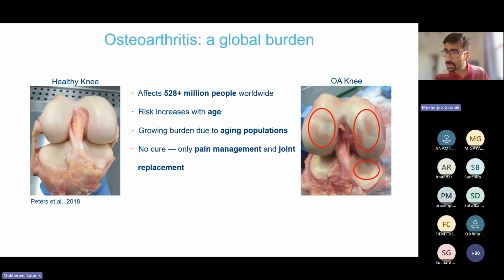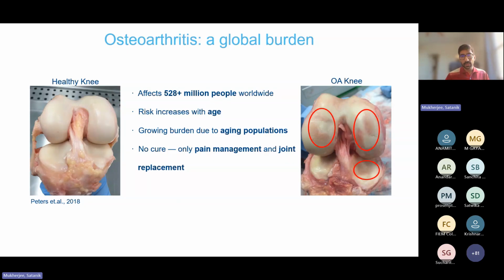And just talking about some numbers regarding osteoarthritis, it affects more than 500 million people worldwide. And it's a disease that generally increases its prevalence as people age. So with a global increase in population happening across the world, especially in the Western world, this is becoming more and more of a bigger problem to deal with. And it's leading to a lot of loss of quality of life of patients, a lot of pain, and it has a huge economic burden on society.